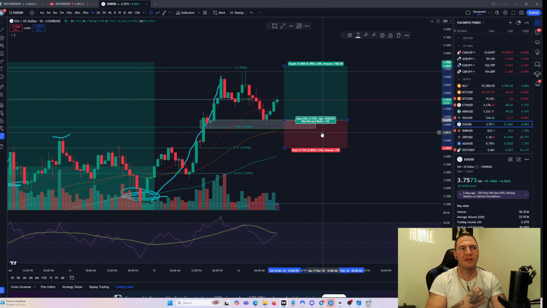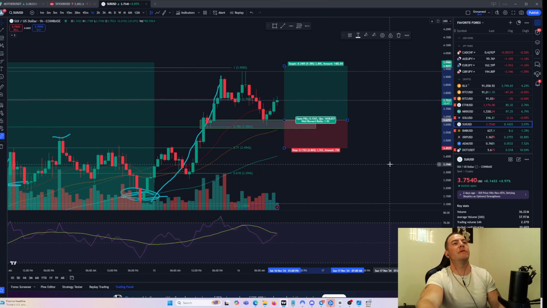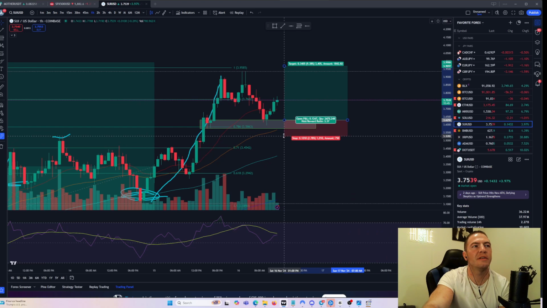Because of my strategy and my risk management, I could literally win 4 trades out of 10, even 3 out of 10, and still be profitable. And I'm going to show you guys the same thing, okay? But on this trade, I did actually just go right below this support.